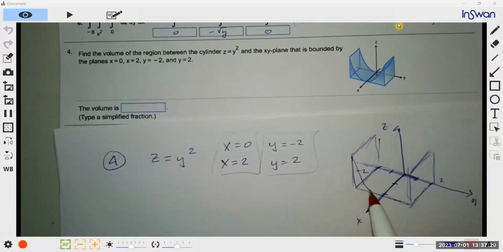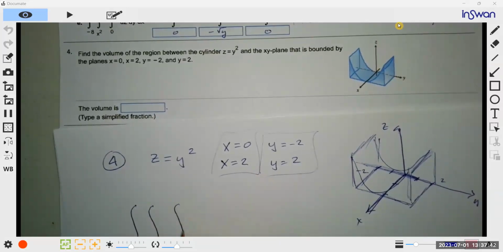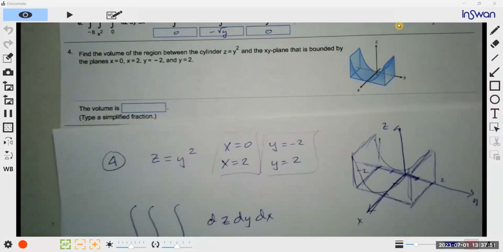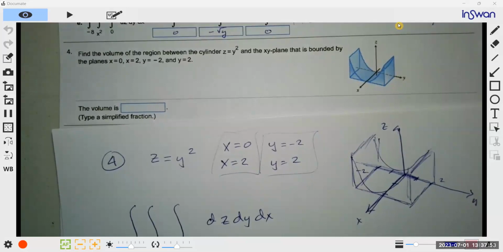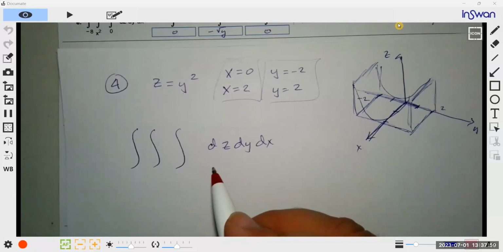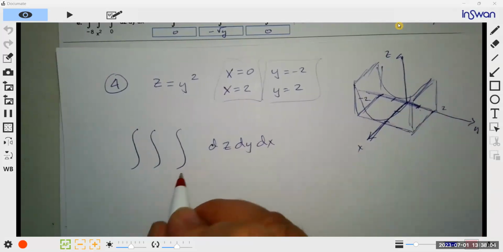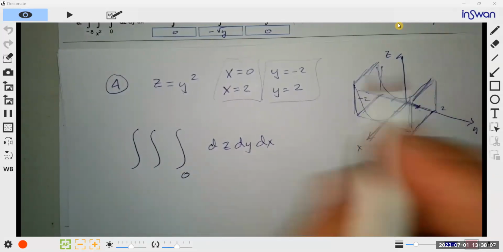And it's a parabola, z equals y squared. So let's look at our bounds of integration. And we're doing dz dy dx. Let's look at that first. All right. So what is our z? The only thing we know is z, parallel to that, starts at 0, and it touches the curve y squared.